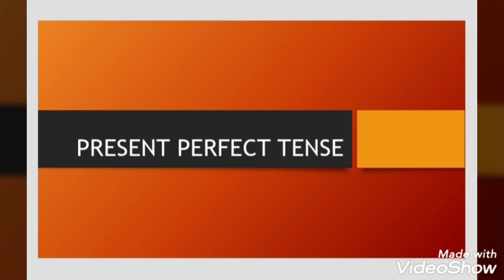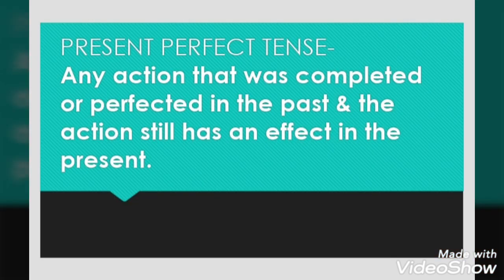Present perfect tense is used to describe an action or events beginning in the past and continuing up to the present moment. So, present perfect tense means that an action was completed in the past and the same action still has an effect in the present.